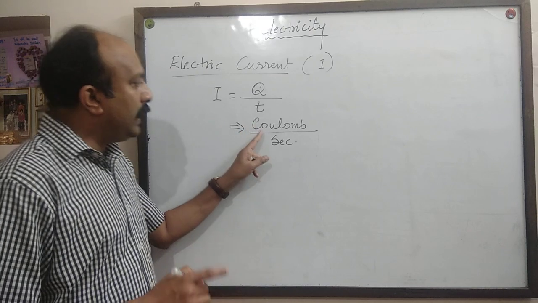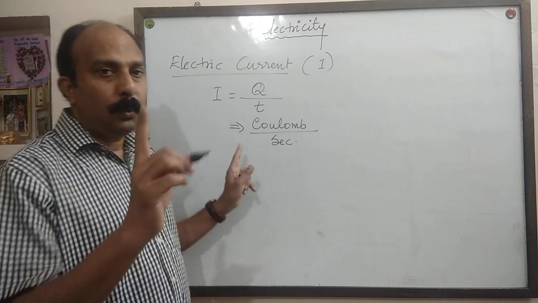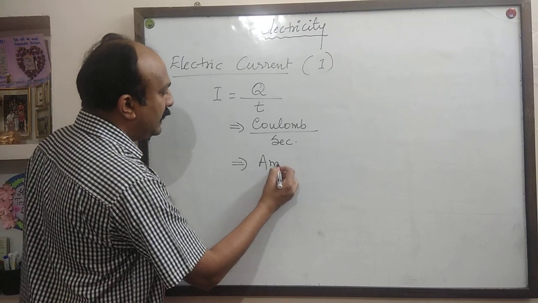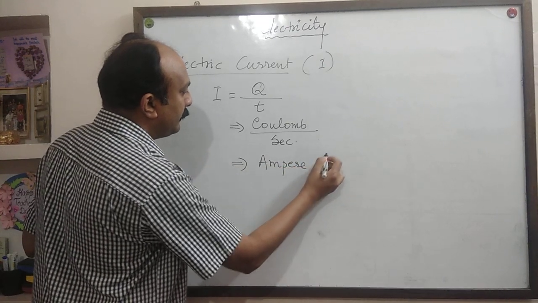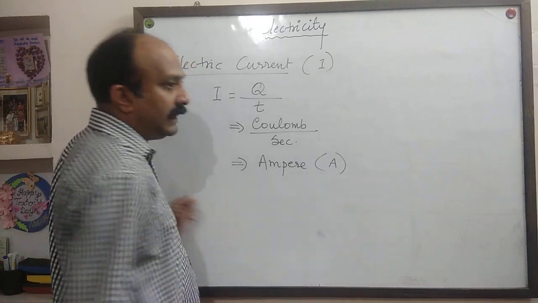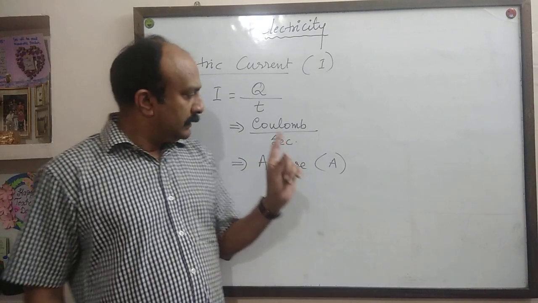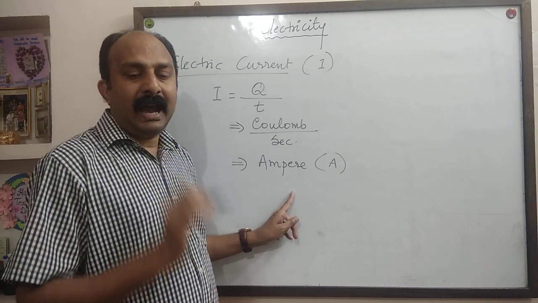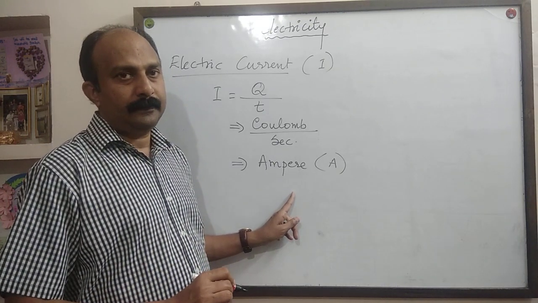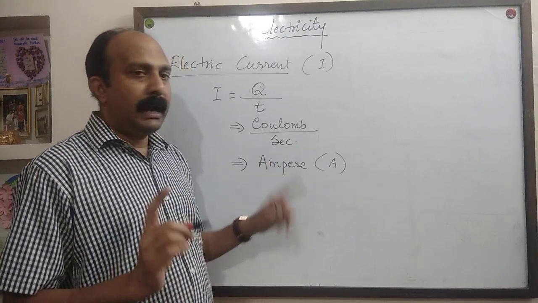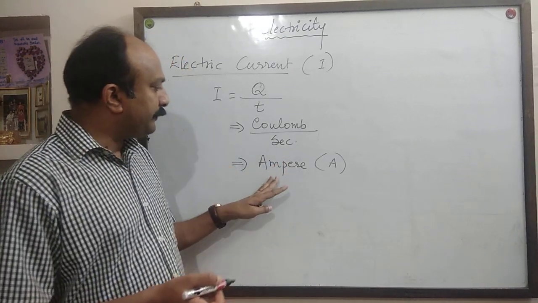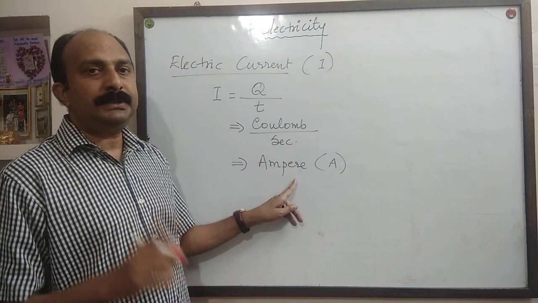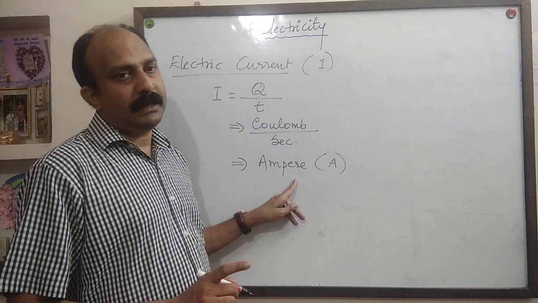But 1 coulomb per 1 second is given a special name, and that is called ampere, which is represented by capital A. This ampere is named after the French scientist André-Marie Ampere, who worked on this principle. So the word ampere is taken from this French scientist.